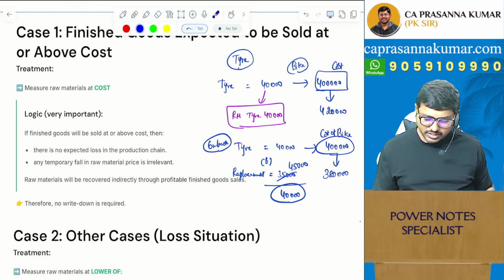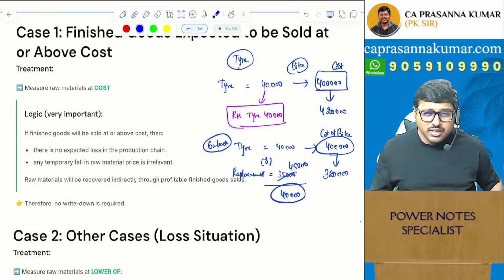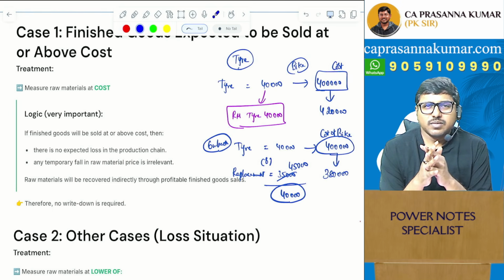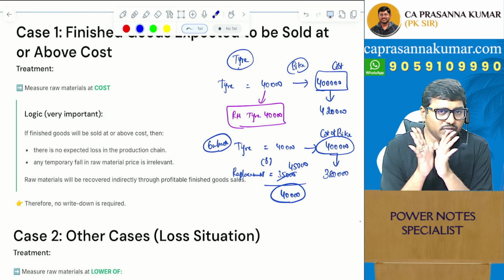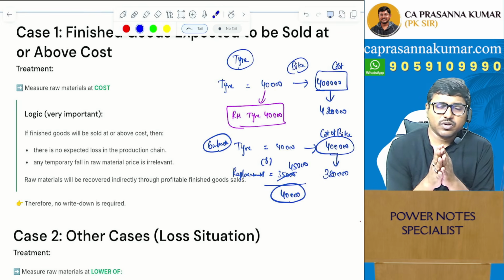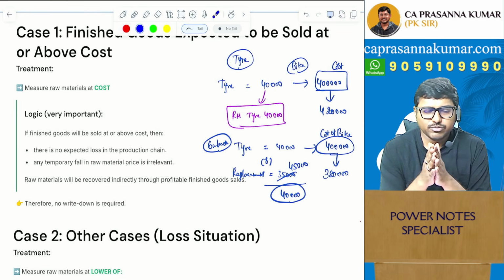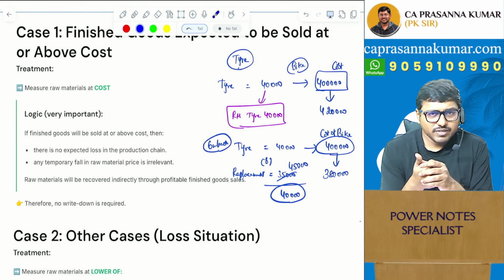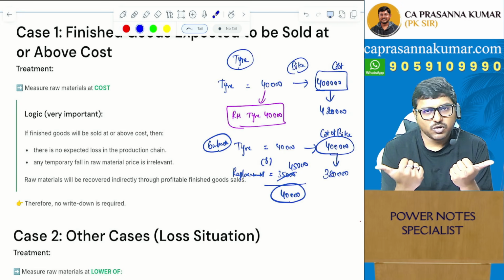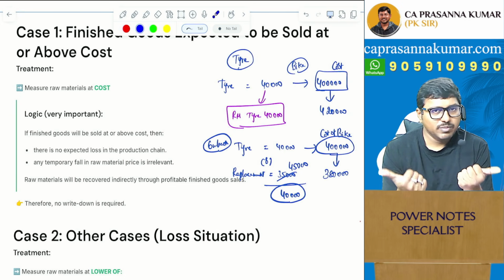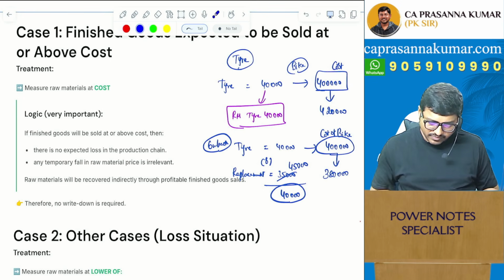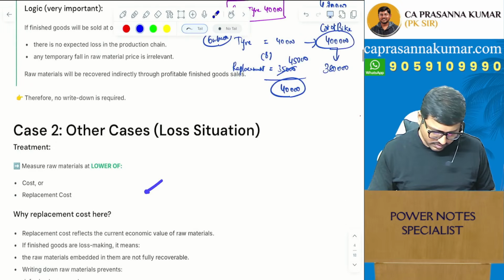So the final summary is very simple. If you want to value your raw material, inventory, simply see what's going to be the situation of the fixed cost. If you can recover more than the fixed cost, then value your raw material at cost. As simple as that, no confusion. If you can't recover the fixed cost, then check the raw material cost with today's replacement cost of the raw material. Whichever is low will be your answer. It can be raw material cost as well, or it can be replacement cost as well. Got it? That is the summary. Are we done with this?